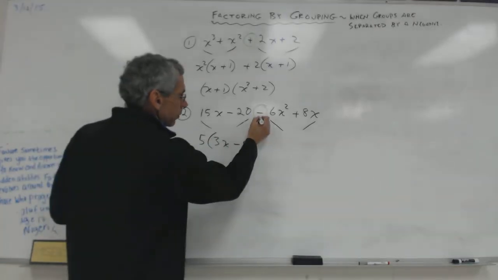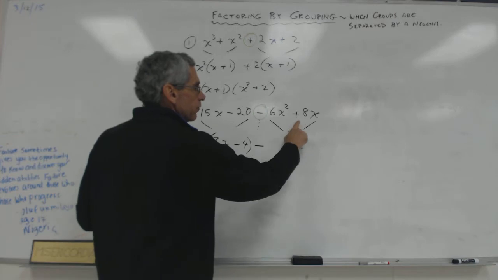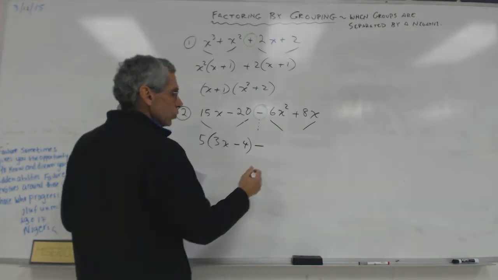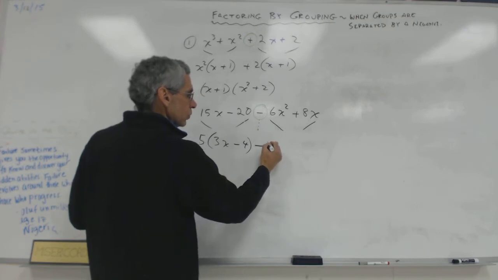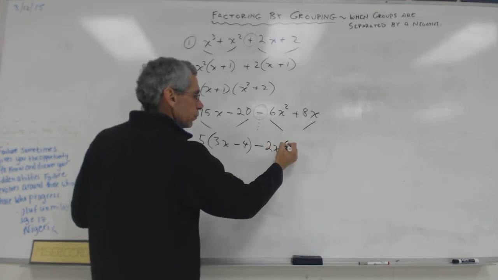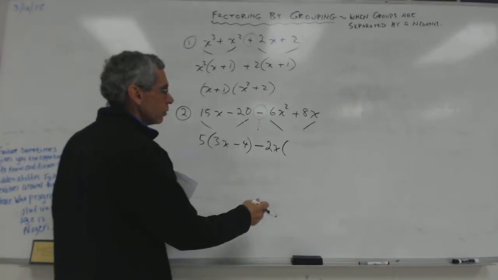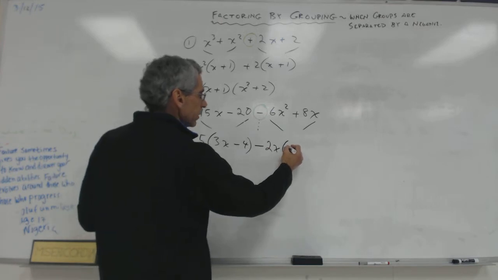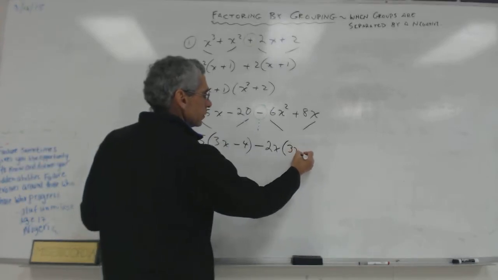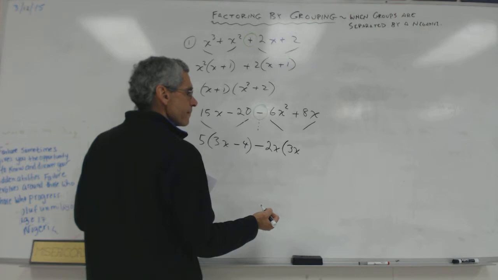And I'm going to bring that down. I've got to put a negative sign here. Now, what is my greatest common factor here? 2x, right? There's an x in both of them and also a 2. So 2x, and I'm going to put a parenthesis. And now, 3x, right? And then what? Minus 4? Yeah, minus 4.